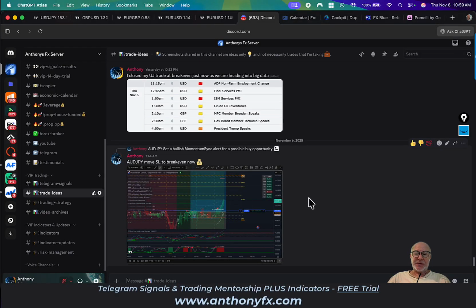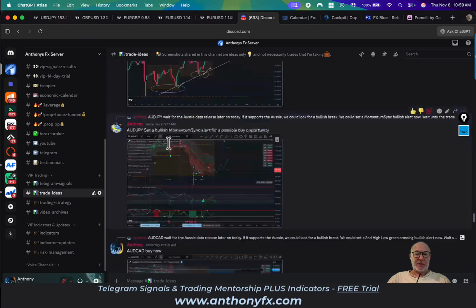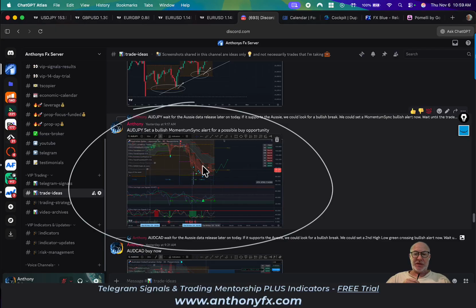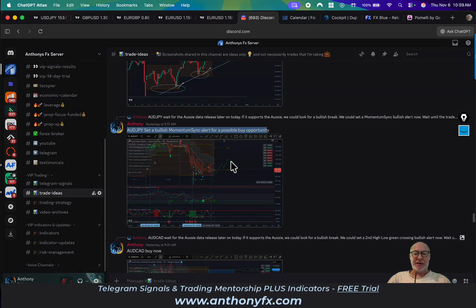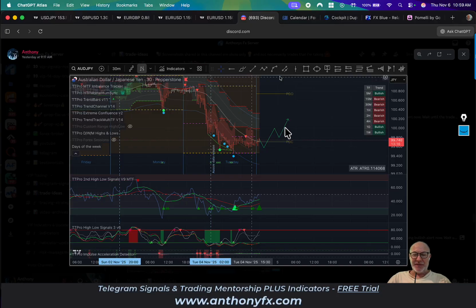Okay, traders, just going to run through yesterday's trade ideas that I posted into this channel here. Have a look at the outcome. So the first one was this, and I want to show you how easy it is to follow these. Aussie Yen set a bullish momentum sync alert for a possible buy opportunity. It doesn't get any easier than that.